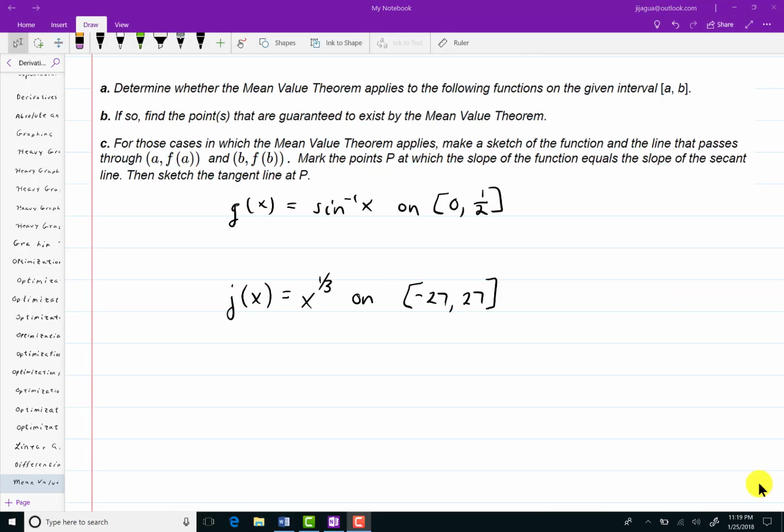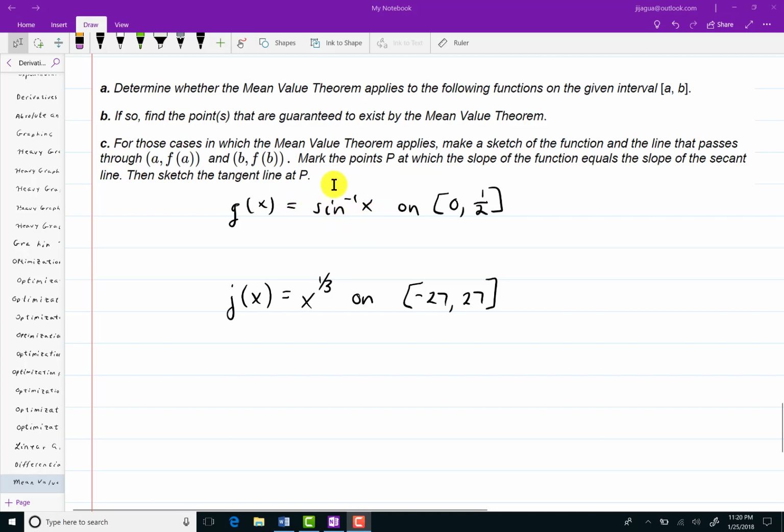All right, I wanted to do a couple of examples, some numerical examples with the mean value theorem. And so I'm going to start with this question. There's three parts to it. First is determine whether the mean value theorem applies to the following functions on a closed interval. So let me do part A first for these things.